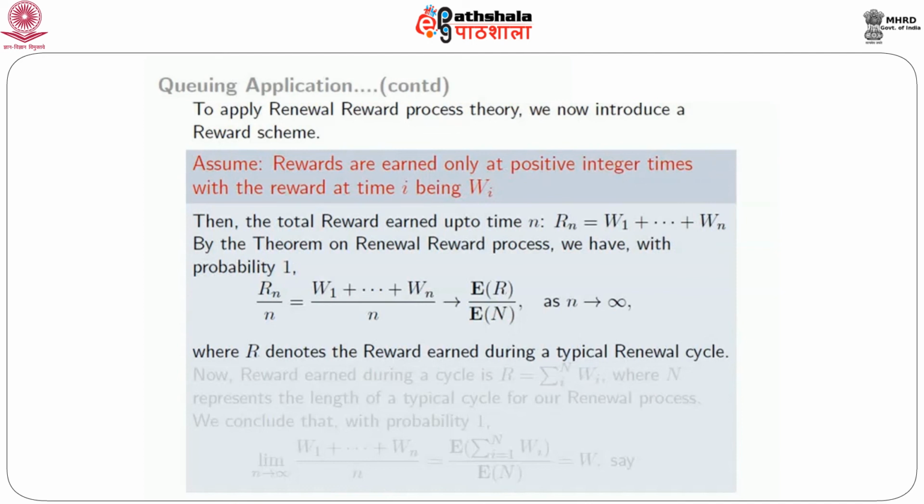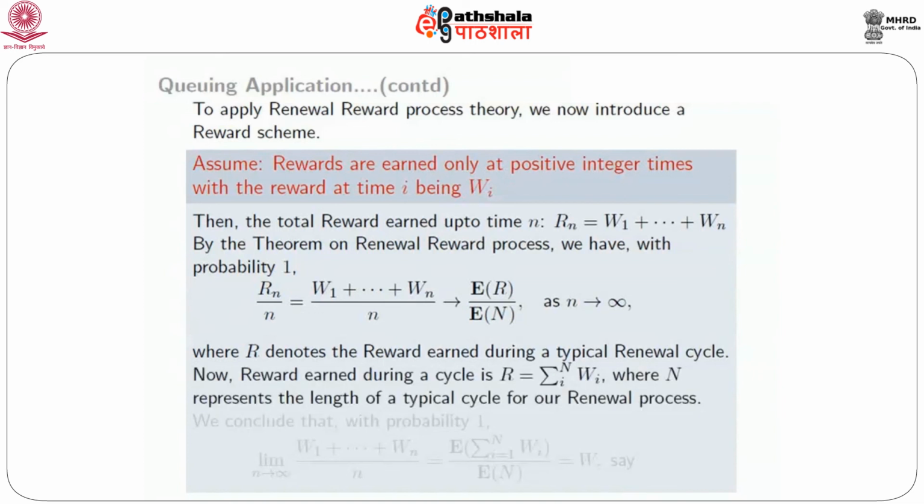Then the total reward earned up to time n, which is Rn, equals W1 plus W2 etc. plus Wn. Now by the theorem on reward renewal processes, with probability 1, Rn over n, which is (W1 + ... + Wn) over n, converges to E of R over E of N as n goes to infinity, where R denotes the reward earned during a typical renewal cycle, and of course N is the number of customers in a typical uninterrupted busy period.